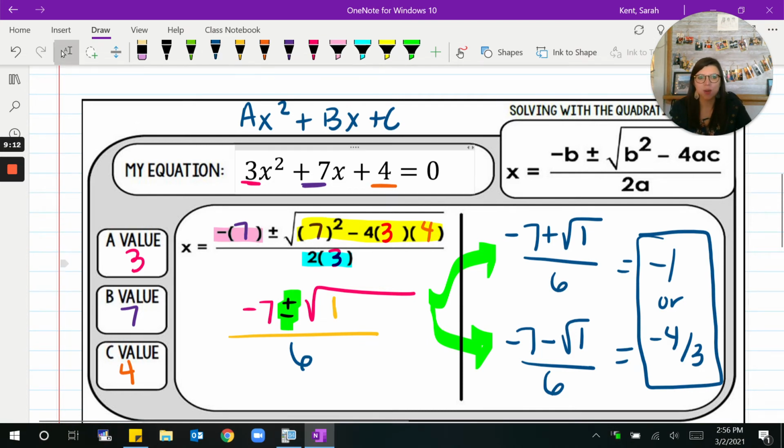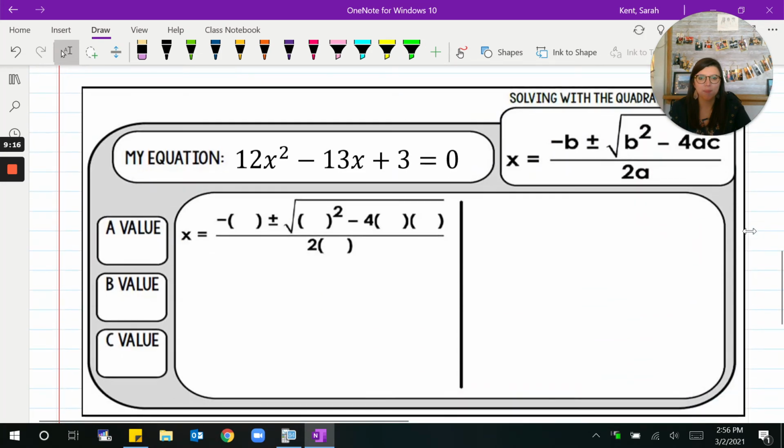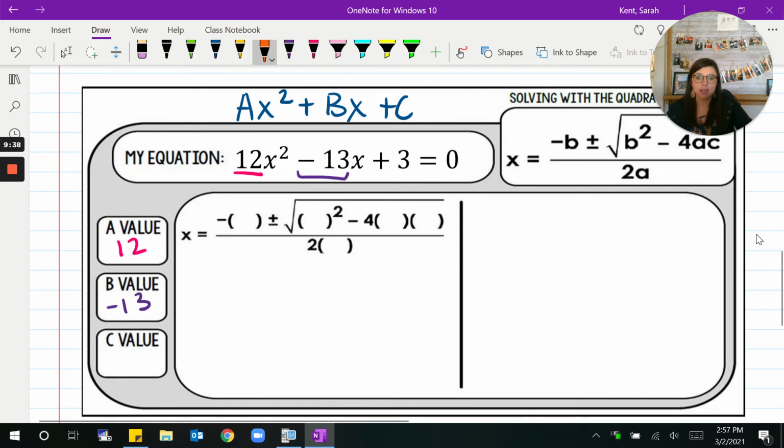All right, let's do one more just to make sure we see where all these numbers are coming from. All right, last one is 12x squared minus 13x plus 3. Again, this is in ax squared plus bx plus c. So I can start. My a is 12. My b is negative 13. And my c is plus 3.